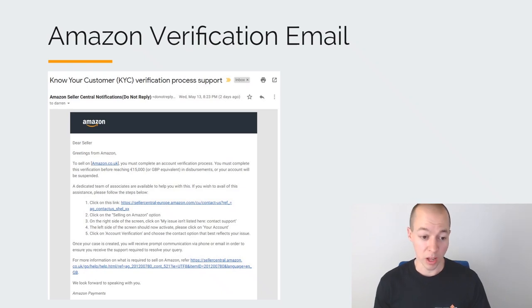However, I then read on further and it said, to sell on Amazon, you must complete an account verification process. Well, I did that the best part of 2 years ago because I've been selling on Amazon for a little while now. And you must complete this verification process before reaching 15,000 euros or GBP equivalent of disbursements or your account will be suspended. So, you know, nice and friendly email from Amazon as ever.